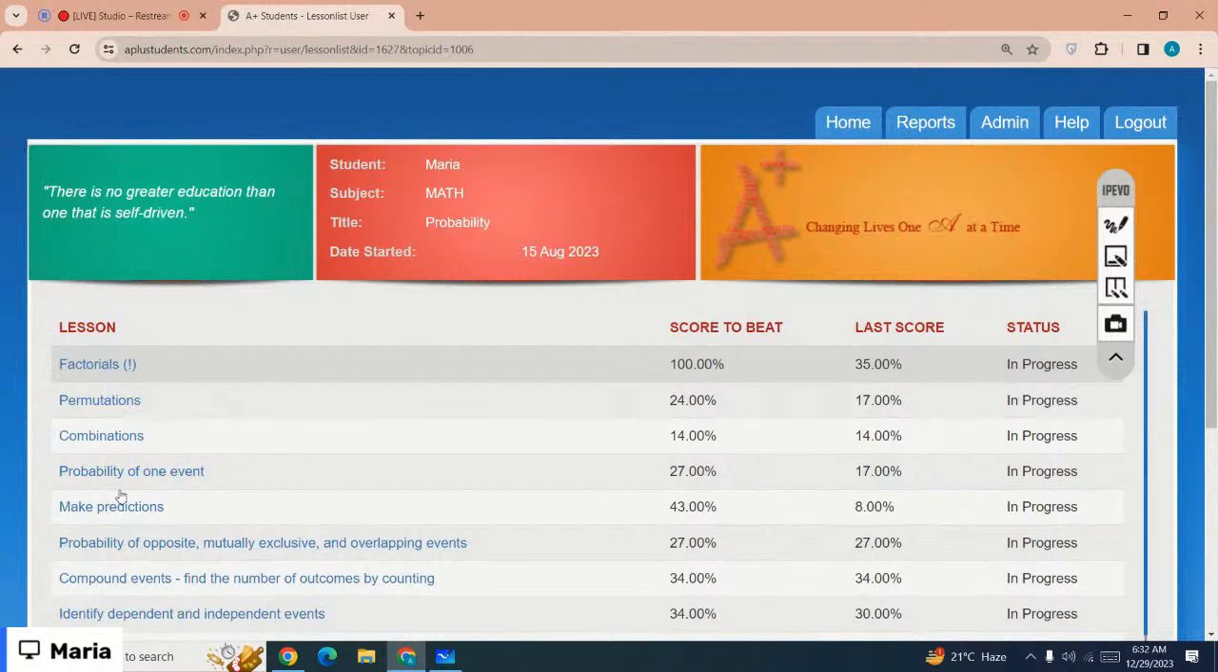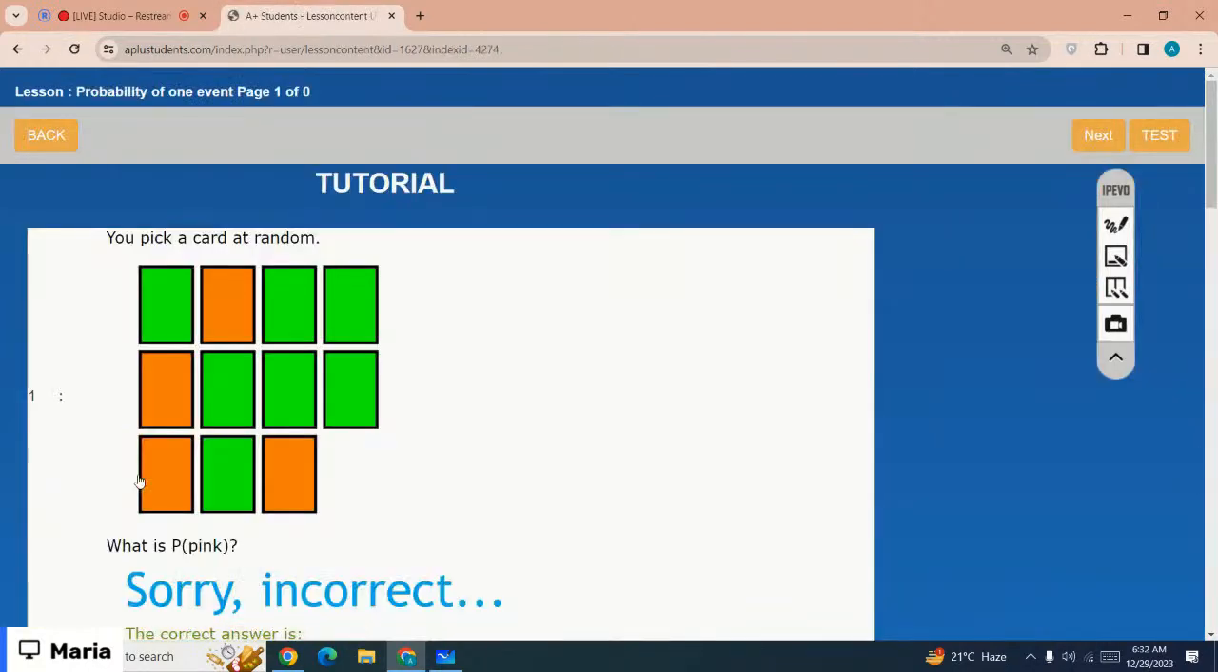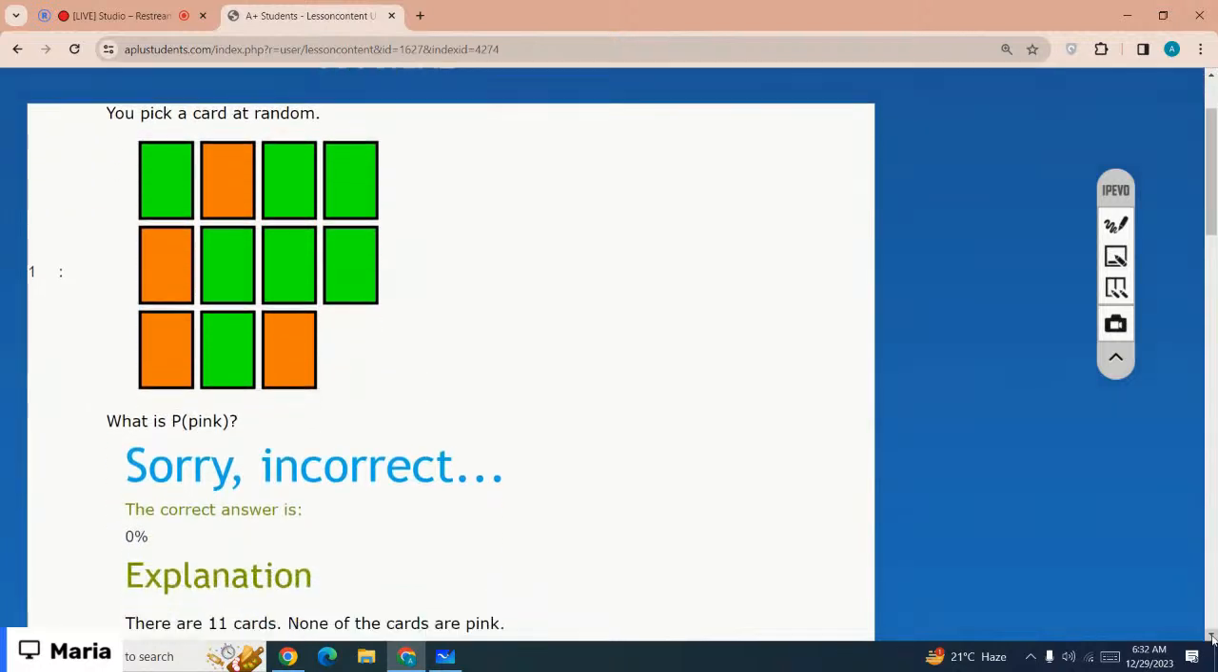The next lesson is probability of one event. Now we're going to learn how to calculate the probability of one event, right? Okay, let's just start with an example. You pick a card at random, right?